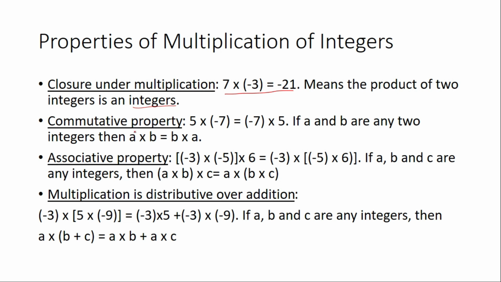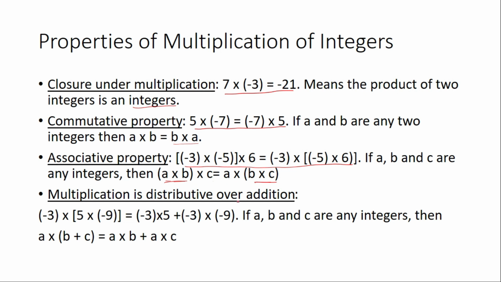Next is commutative property. As you can see in this example, if a and b are any two integers, then a into b will be equal to b into a. Next is associative property. You go through this example. It means if a, b and c are any integers, then a into b into c will be equal to a into b into c.